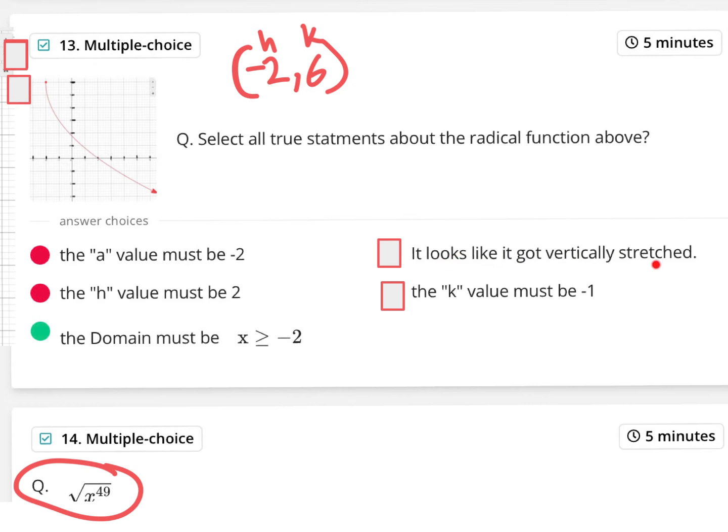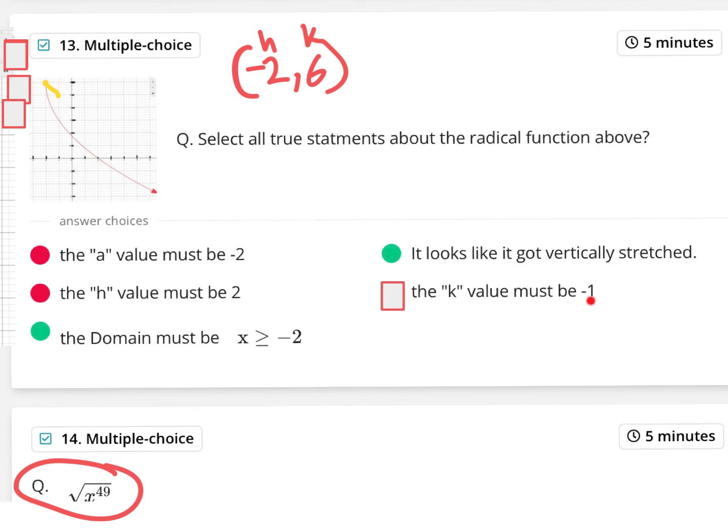It looks like it got vertically stretched. Absolutely, this thing got vertically stretched. Normally, if your a value were 1, it would start right here and then it would go down to here, right? But this thing got stretched. It got vertically stretched by 3. So it absolutely did get vertically stretched. That's why it's a green dot right there.